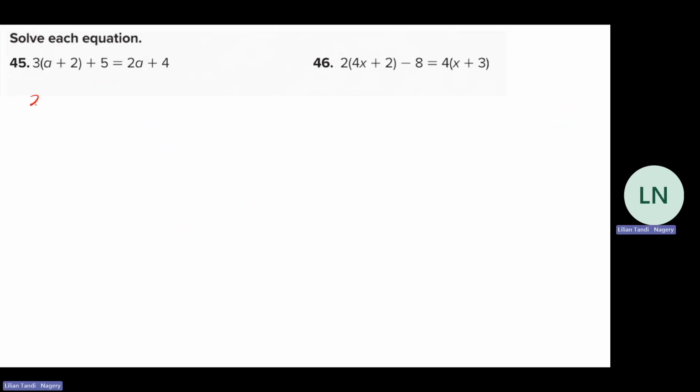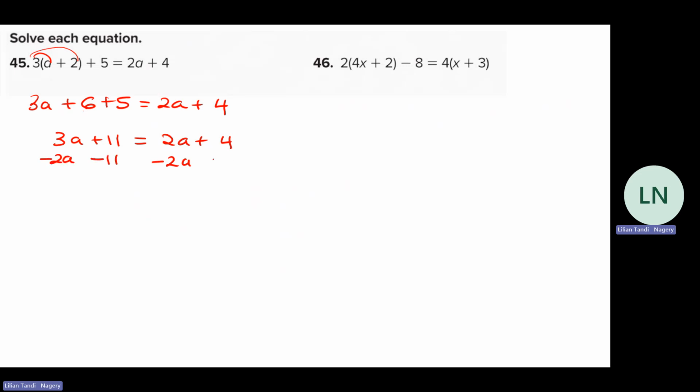3 times a is 3a. And 3 times plus 2 is plus 6. Plus 5 equals 2a plus 4. 6 plus 5 is 11, which equals 2a plus 4. Minus 2a, minus 2a, minus 11, minus 11. This goes away and this goes away. a equals negative what? Negative 7. Okay.